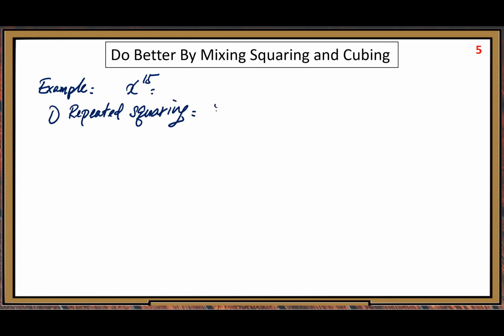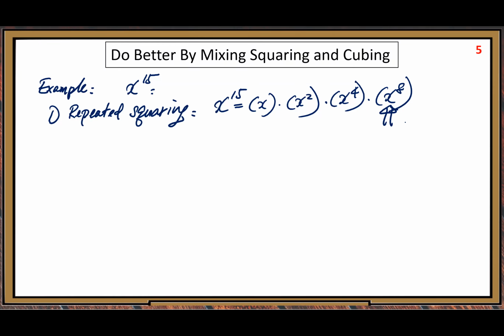All right, x to the 15th, we can write x times x squared times x to the 4th times x to the 8th. That's the squaring structure, right? In order to get x to the 8th, we need 3 multiplications, and those 3 multiplications also cover x squared and x to the 4th. So we do not need to do more than that.